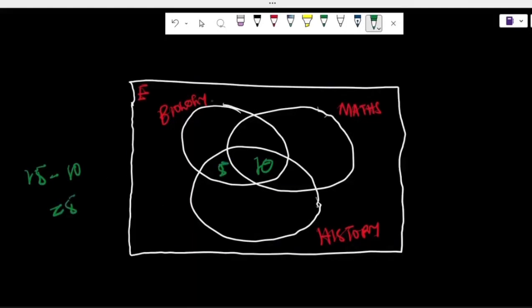So the total number of learners who collected both biology and history is actually 15. But out of those 15, 10 of them also collected mathematics. That's why we have this particular illustration.